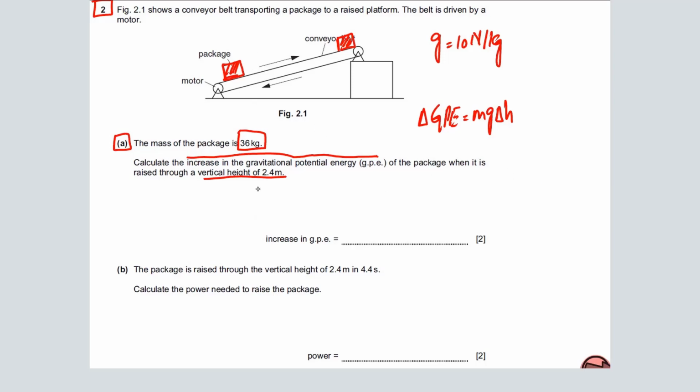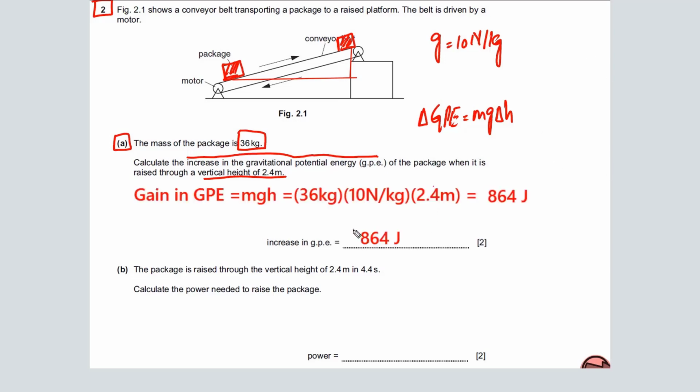We can also write down the vertical height. You can see the vertical height is given, so we can just plug in values and find the answer. Here is our final answer. Quite a straightforward one. We just need to understand the formula and find the right information to plug in. Next question, part B.